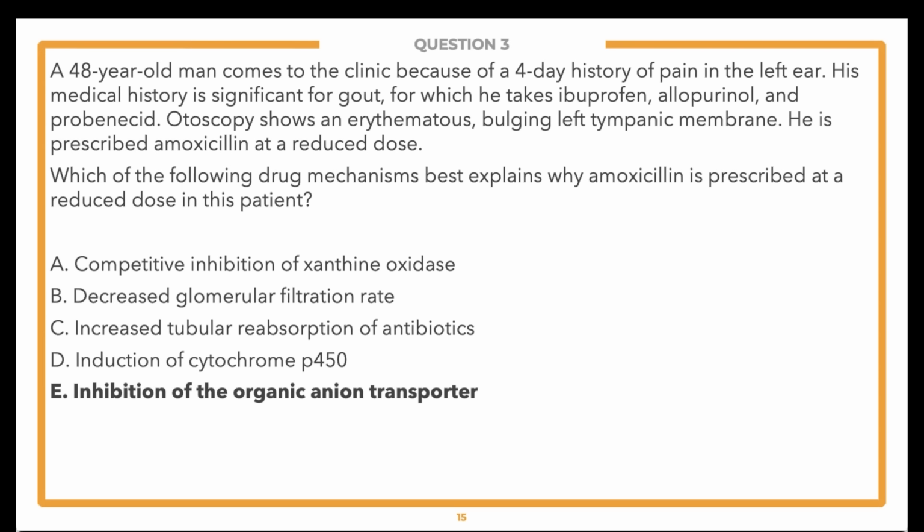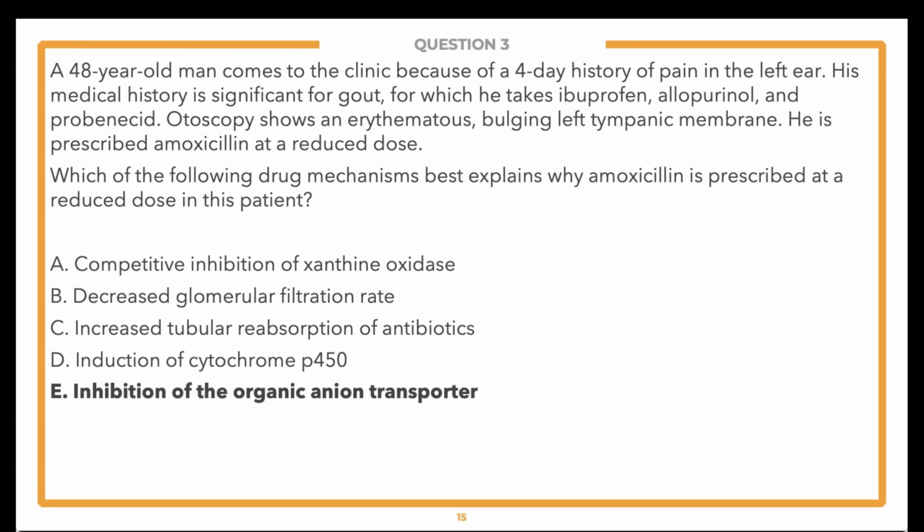So let's talk about what's going on here. They told us that he's on several medications: ibuprofen, allopurinol, and probenecid. So what's the mechanism of action of probenecid? Well, probenecid is used for gout. And what it does is it inhibits urate reabsorption in the proximal tubule. However, it also will inhibit the organic anion transporters in the kidneys, reducing the excretion of several drugs like penicillin, thereby raising their serum concentration levels.